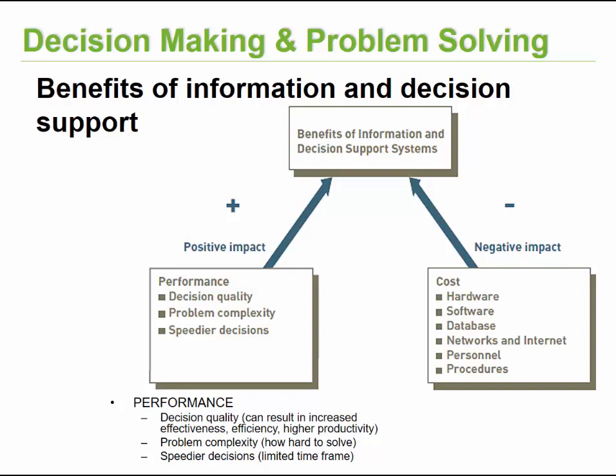Now, there's also the negative impact for information and decision support systems. Ultimately, it would require us to spend money. So we would need to perhaps go and buy new hardware and software, establish new databases, set up new networks and internet, train our personnel, get new personnel, and then to change our procedures. In the next section, we're going to continue to look at each one of the systems that we've mentioned before.